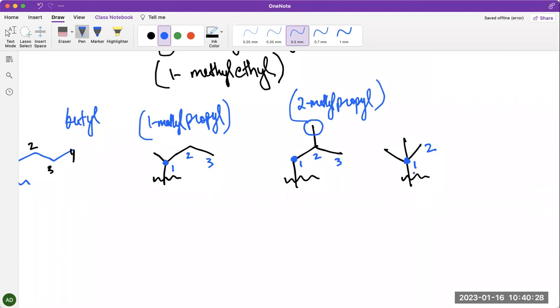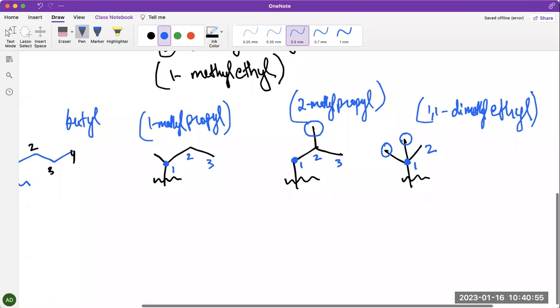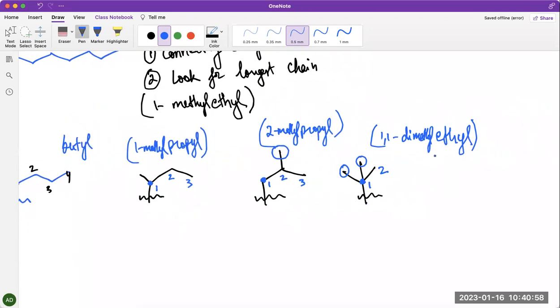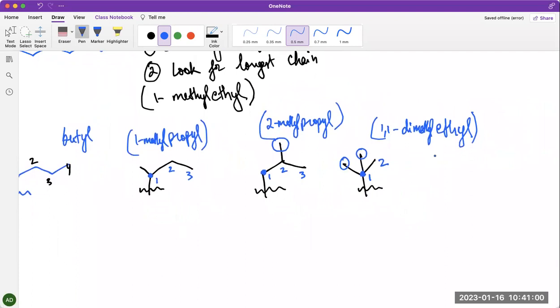Now what is next? The next is this last one. This one, you have 2 carbons in the longest chain, so this should be called ethyl, right? So this is ethyl, but this time I have 2 substituents. Both of these substituents are methyl. Remember when you have 2 methyls, what do you call that? You call that dimethyl. And both of those methyls are sitting on 1, so this would be called 1,1-dimethyl ethyl. Okay, so these are the IUPAC names when it comes to the 4 carbon substituents.